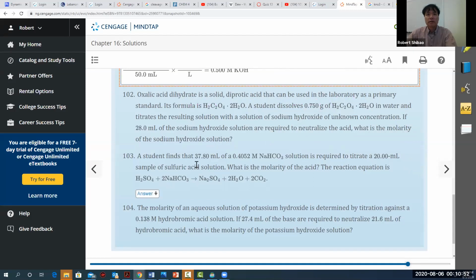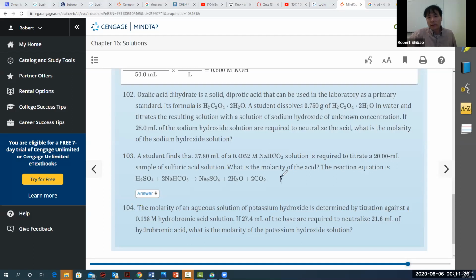A student finds that 37.80 milliliters of 0.4052 molar sodium bicarbonate solution is required to titrate a 20.00 milliliter sample of sulfuric acid solution. What is the molarity of the acid? So again, another titration problem. We've got to figure out the molarity. This one, they gave us the equation here, so that's good. We don't have to figure it out. And so we want the molarity of the sulfuric acid.